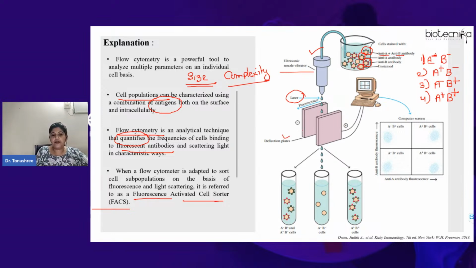And we even have the deflection plate. As the cells are passing, they have a particular charge based on what fluorescent molecule they are labeled with. Based on that, a charge develops on a cell and they can be sorted into different tubes. So this is the dot plot which is being shown, and I shared a trick in the class which I would like to share again here.